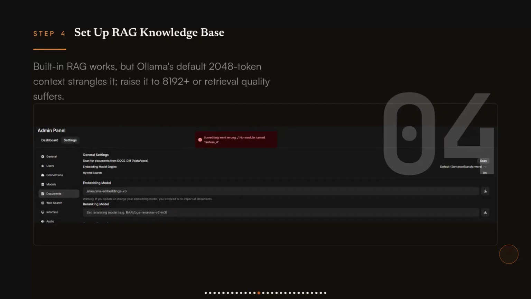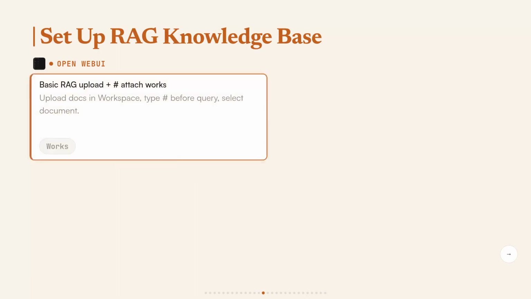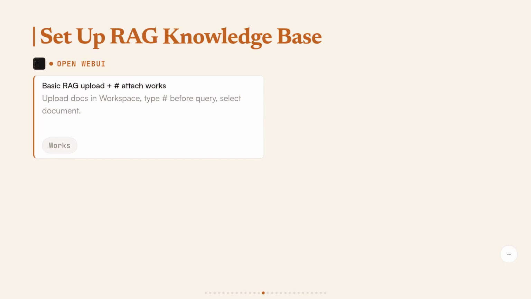Basic RAG works exactly as shown. Upload a document in Workspace, type the pound sign, attach it, ask your question. Defaults are top K 5, chunk size 1000 characters, 100 character overlap, running the all-MiniLM-L6-v2 embedding model locally. 13 vector databases are supported, with ChromaDB and pgvector officially maintained.